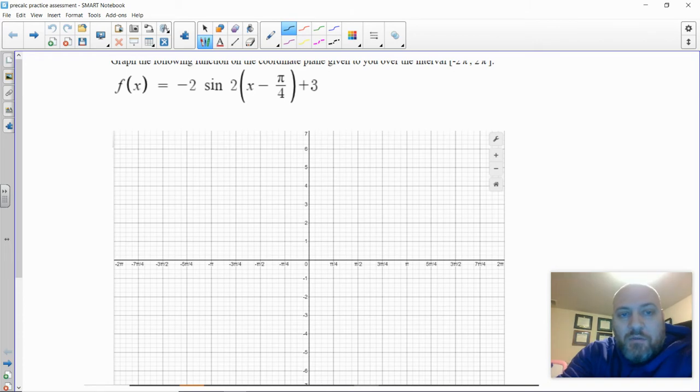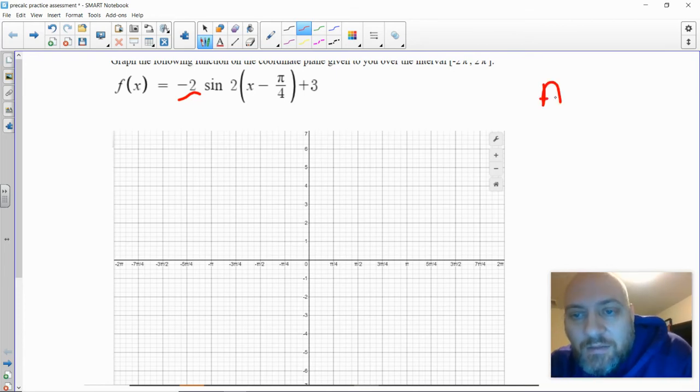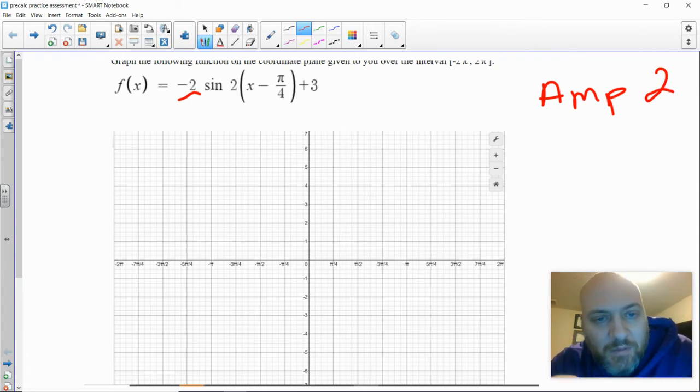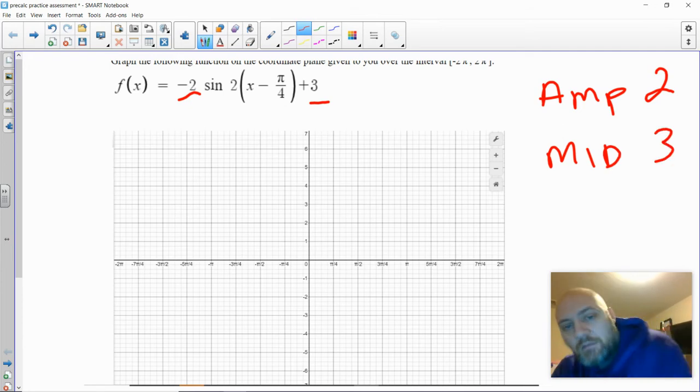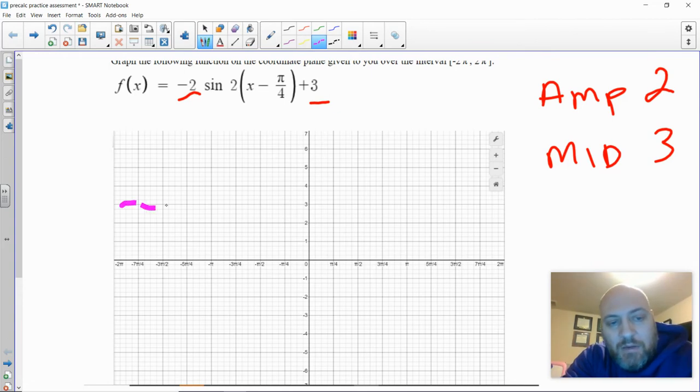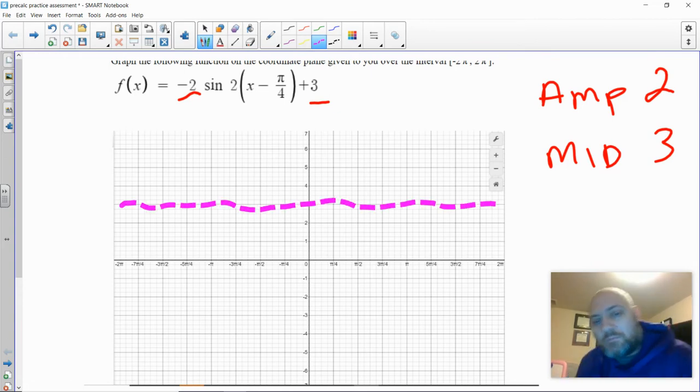So the first 2 is my amplitude. The 3 is my midline. So I can go ahead and put that midline in right at +3. My amplitude means my max is going to be 2 above that. My minimum is going to be 2 below that. So my max will be 5, my minimum will be 1.